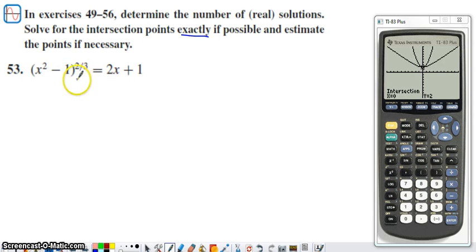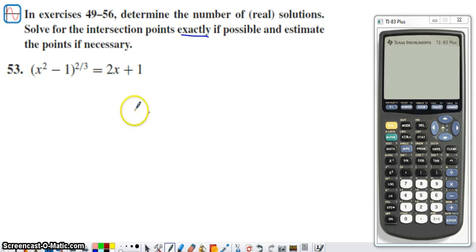I could get rid of this exponent and essentially get rid of the set of parentheses by raising both sides to the 3/2 power, but that's going to give me a set of parentheses here raised to the 3/2 power. So you're not really going to have any success in trying to isolate x and solving this exactly.